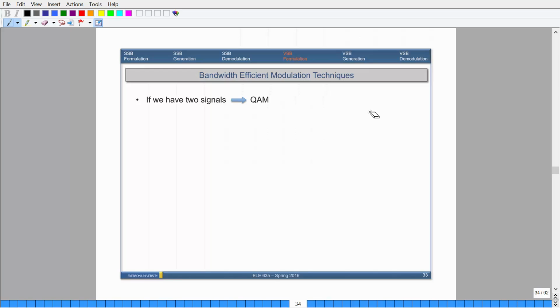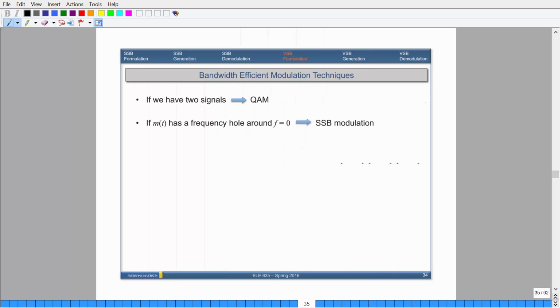Okay, let's get on to the next part, which is vestigial sideband. I'll talk about what it actually means soon, but let's talk about what we've discussed so far. If we have 2 signals with a bandwidth of B hertz, we can use quadrature amplitude modulation. You have 2 independent signals, you transmit them through your channel, and they occupy the same space, so the 2 signals together occupy twice the bandwidth.